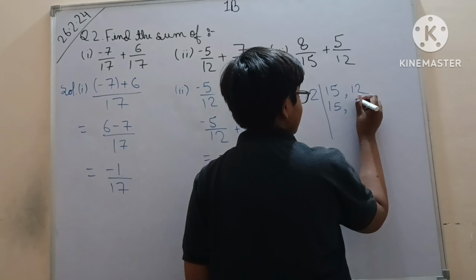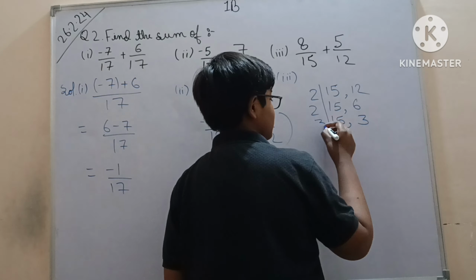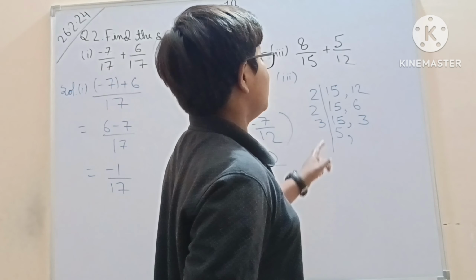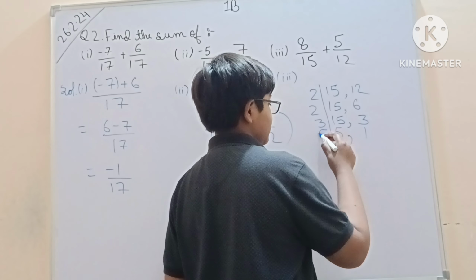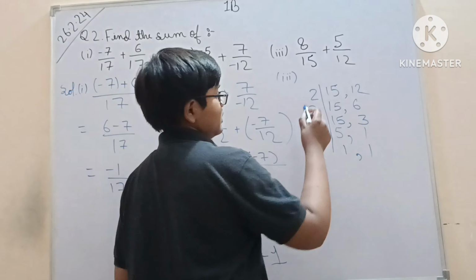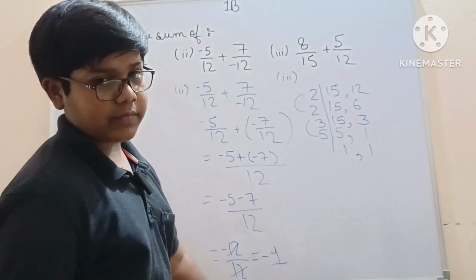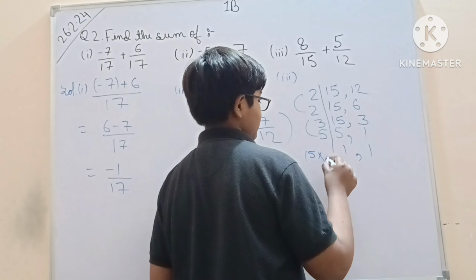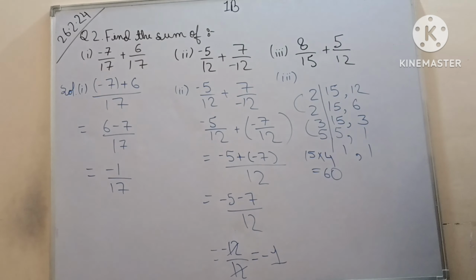Now 12 can be divided by 2. It will become 6. Now again by 2. It will become 3. Now by 3, 5s are 15. 15 can be divided by 3 finally, and the answer will become 5, and this will be 1. Now 5, 1 and 1. Now the multiplication of these digits will be equal to the LCM of 15 and 12. 15 into 4, which is 60. 60 is the LCM of 15 and 12.